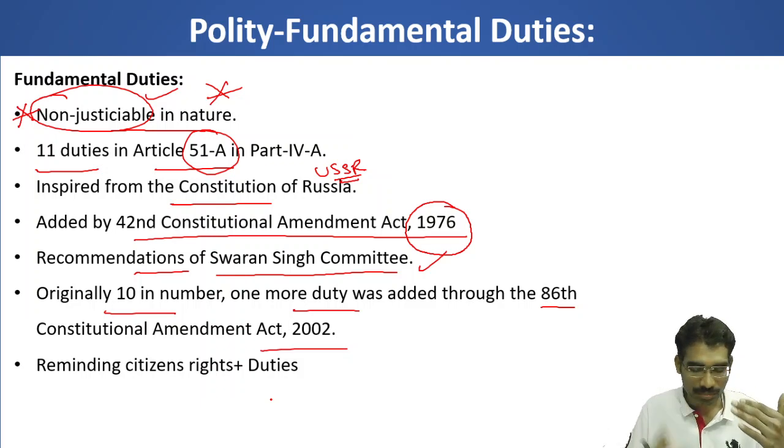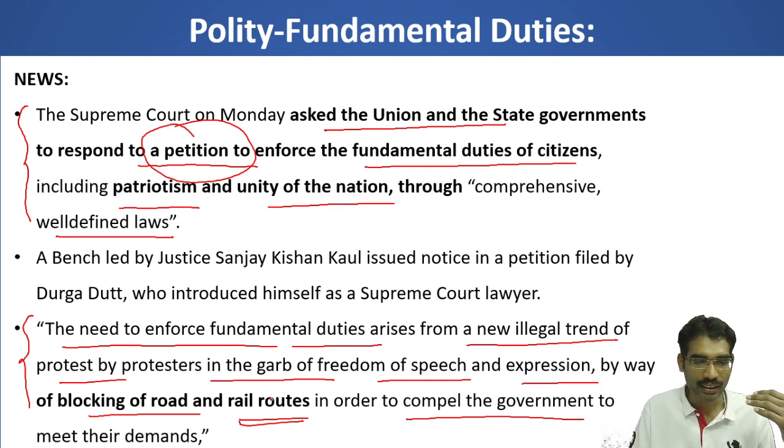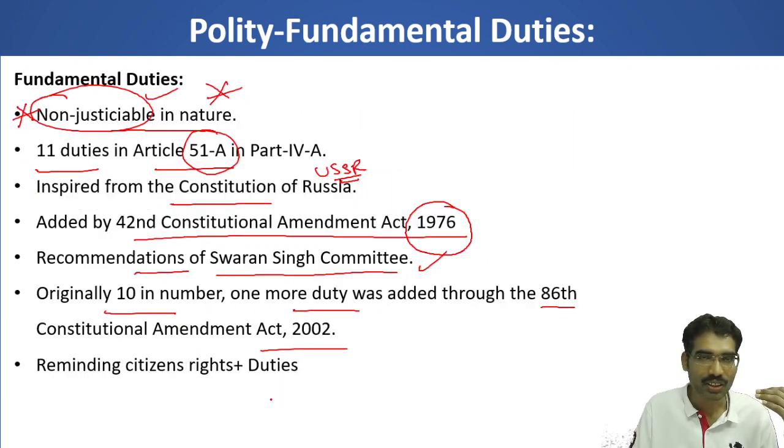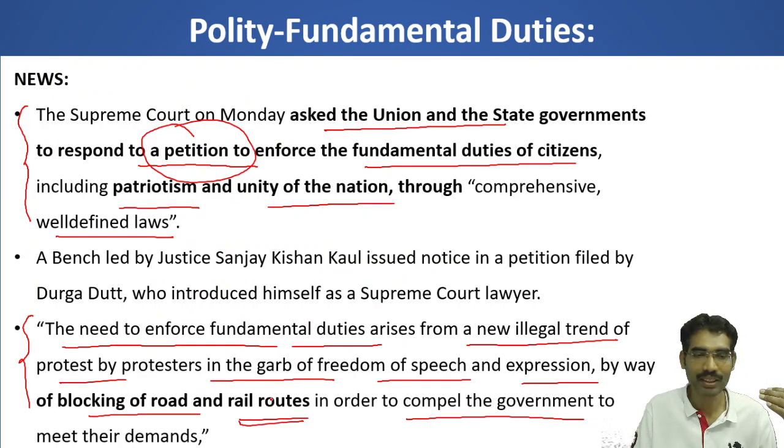So some sections of society feel offended that if there are any such violent activities causing damage to public property, citizens are not following the fundamental duties. That is why the petition asked the Supreme Court to make these justiciable in nature. So Supreme Court gave notices to the union and state governments to respond to this petition.